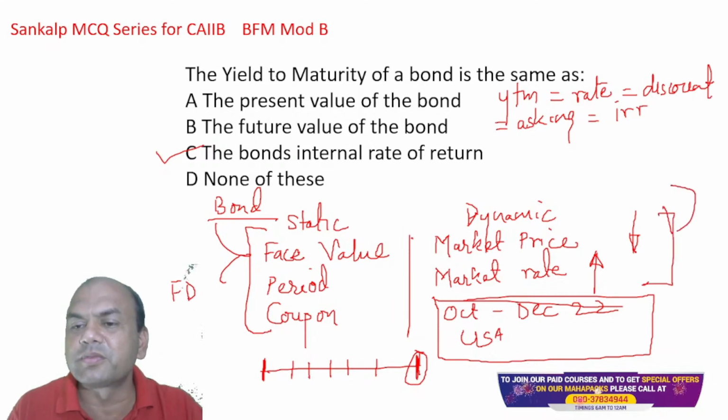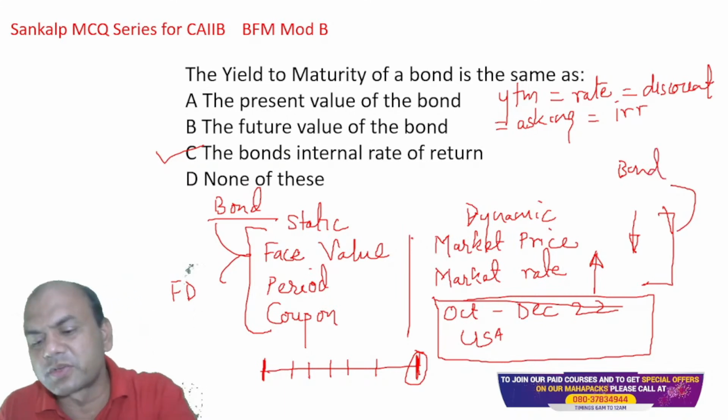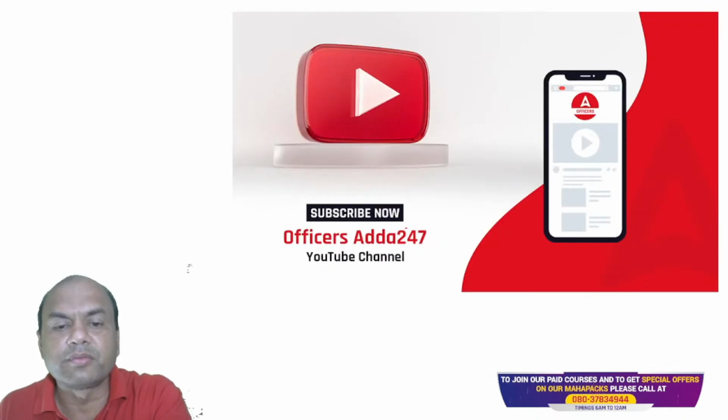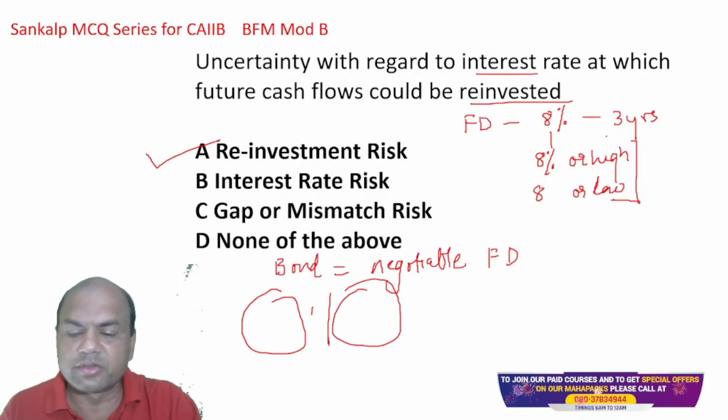Bond changes because of this. This is not available in FD. So that's why bond equals negotiable FD. Isn't it? Got it? So where were we? Yeah, over here. So reinvestment.